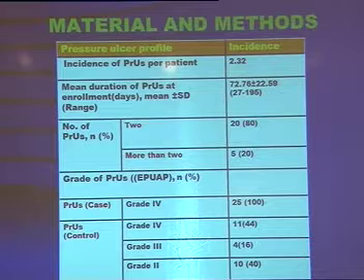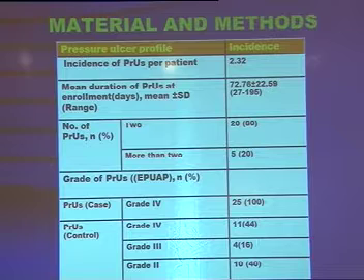So the incidence of pressure ulcers per patient was 2.32, and these pressure ulcers were present for a mean of 72.76 days. 20 patients had 2 pressure ulcers and 5 patients even had more than 2 pressure ulcers. On grading of pressure ulcers as per the European Pressure Ulcer Advisory Panel, all the case pressure ulcers were grade 4, and in the control group we had 11 patients as grade 4, 4 as grade 3 and 10 as grade 2. So the pressure ulcer which was larger in size was taken as the case group.